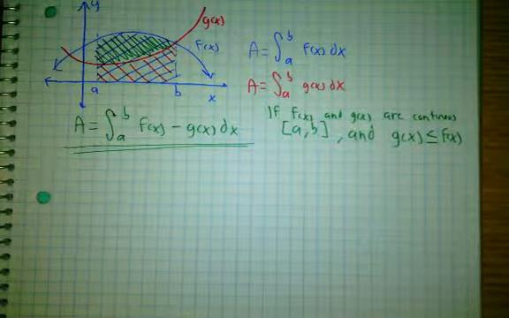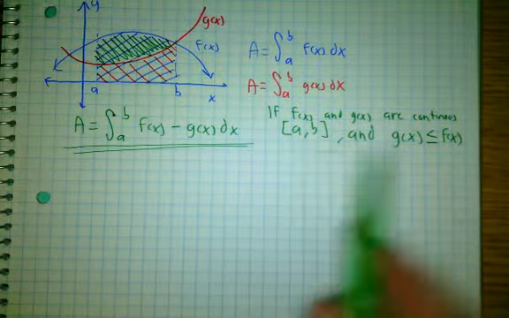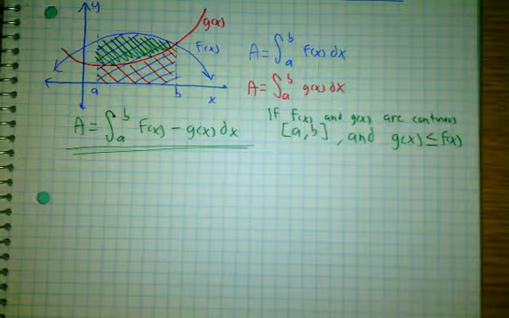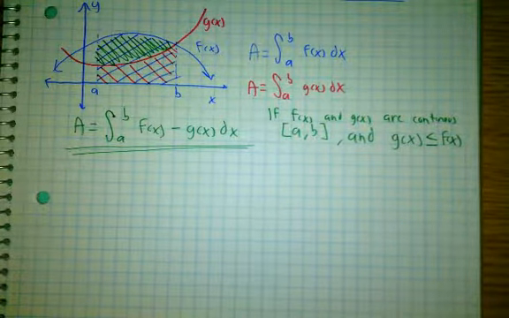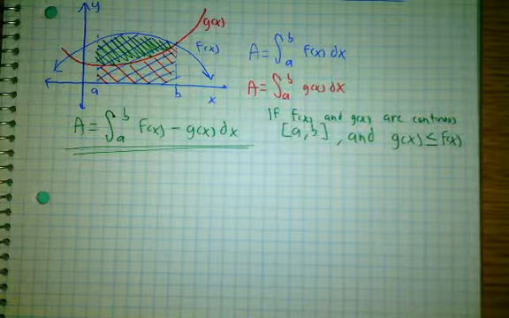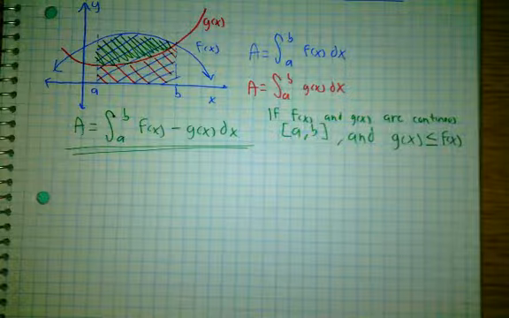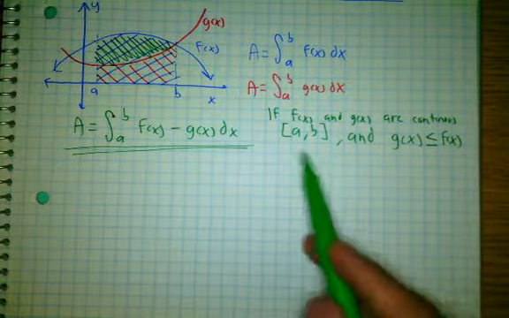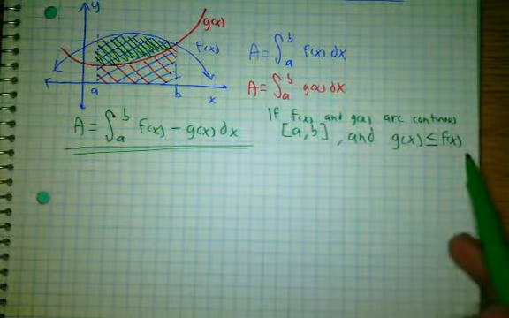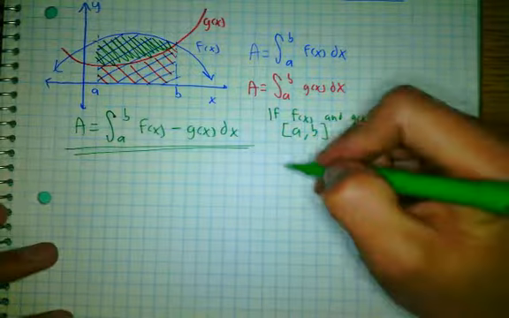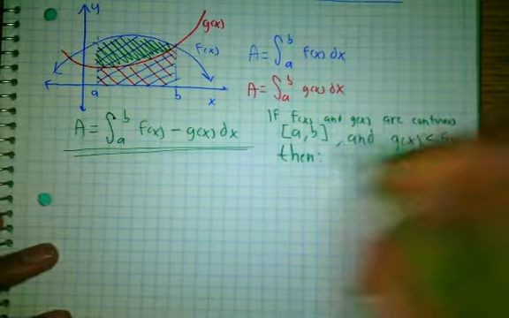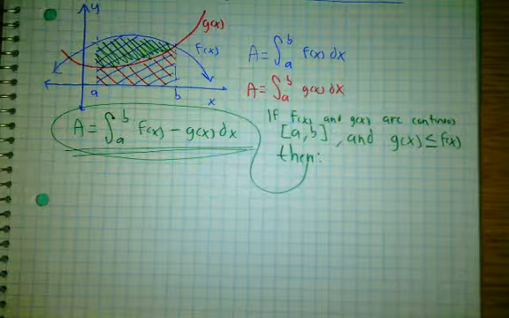We'll talk about that here in a little bit. Read the definition, from A to B. Is g of x always below f of x from A to B? Yes. If f of x and g of x are continuous on that interval, check. Yes, continuous, check. On the same interval, is g of x less than or equal to f of x? Then this is true.